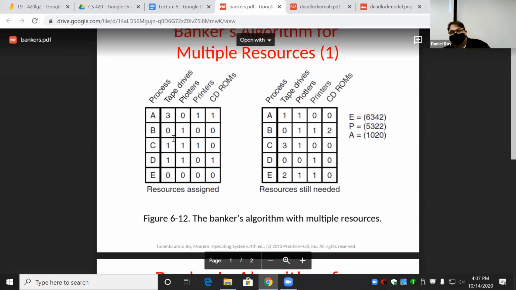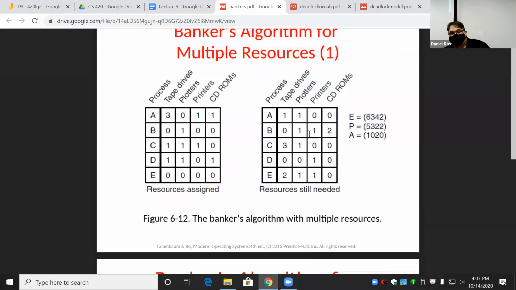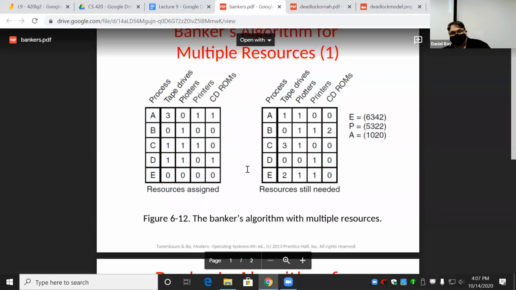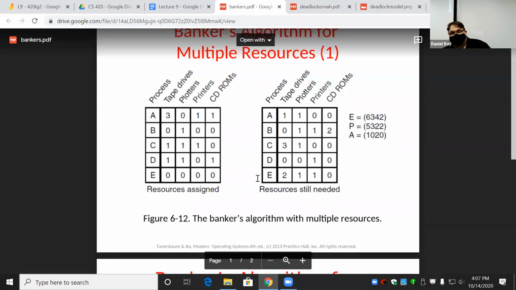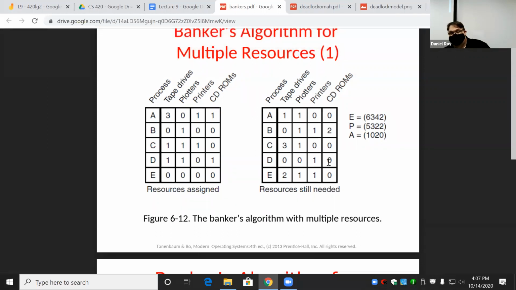But here's B. It has 0, 1, 0, 0. Can I give it 0, 1, 1, 2? Nope. Here's C. Can I give it 3, 1, 0, 0? Nope. Here's D. Can I give it 0, 0, 1, 0? Yeah, absolutely. I absolutely can. So let's go ahead and do that.